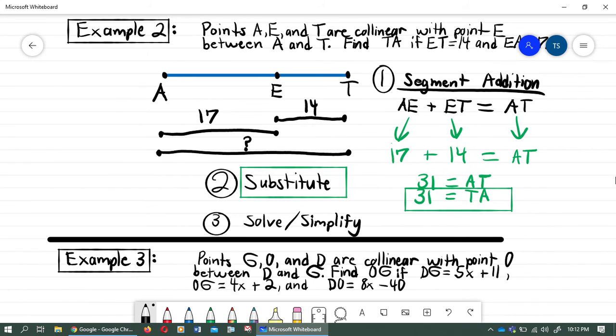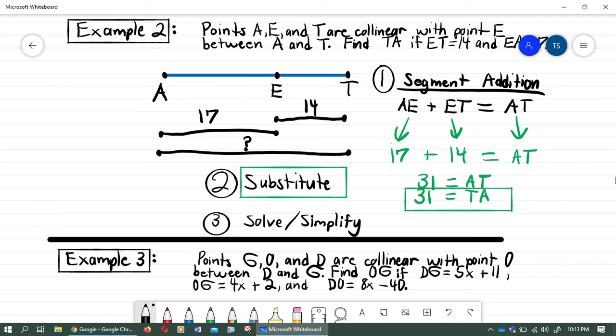All right, folks, let's go ahead and look here at example 3. Again, guys, this will be the last example I'm showing you in this video, because this really covers everything that will be in your practice for the day for segment addition postulate, and pretty much everything that I'm going over with you concerning segment addition postulate.